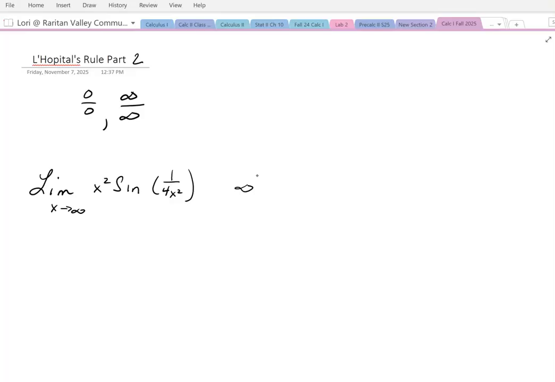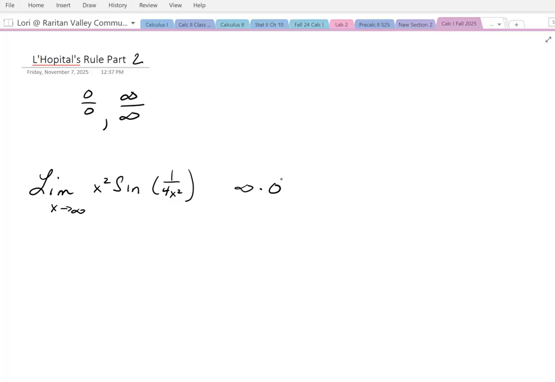As x goes to infinity, x squared, of course, goes to infinity. As x goes to infinity, 4 times x squared goes to infinity, and 1 over a number that's getting larger and larger and larger approaches 0. So the 1 over 4x squared approaches 0, and sine of 0 is 0. So this is what we call the form of infinity times 0.